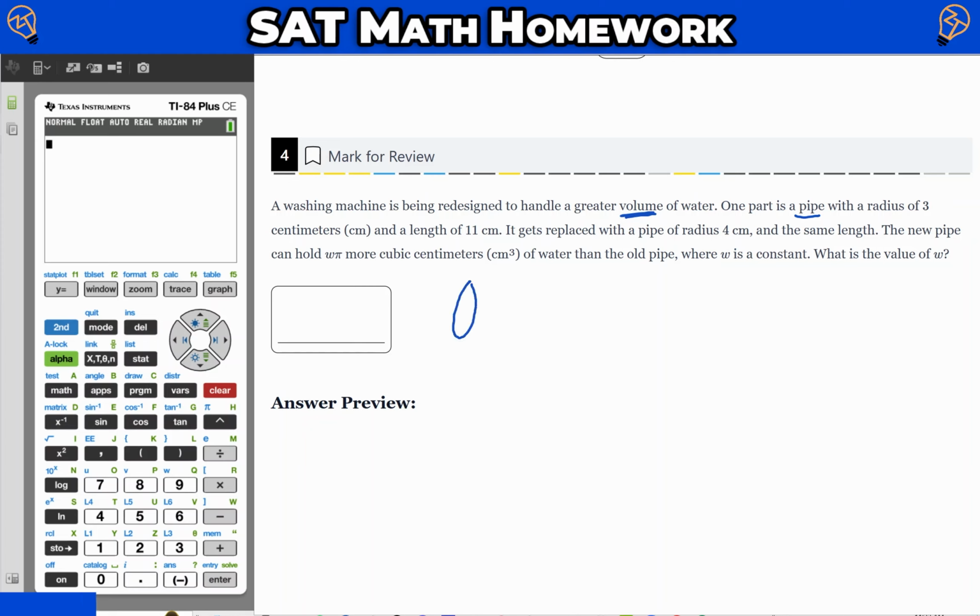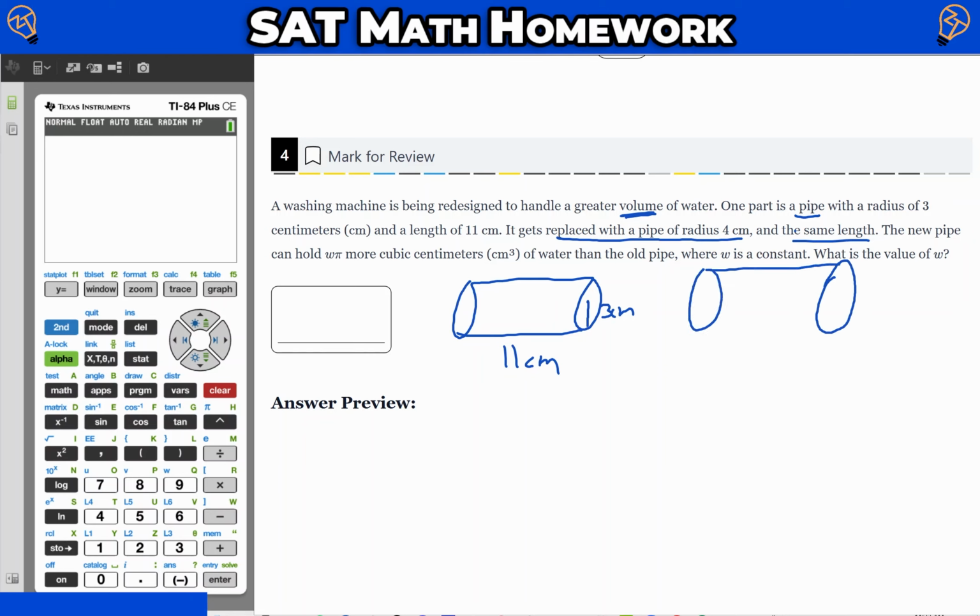So I'm going to try to draw a cylinder here. Please don't judge me. Not the best at doing these kinds of sketches. But they say that one part of the pipe has a radius of 3 centimeters, and then the length is 11 centimeters. Now it's being replaced by a pipe, which you can see has a larger radius, but the same length. So I'm just going to make the circular part a little bit bigger, but try to keep the length looking the same.